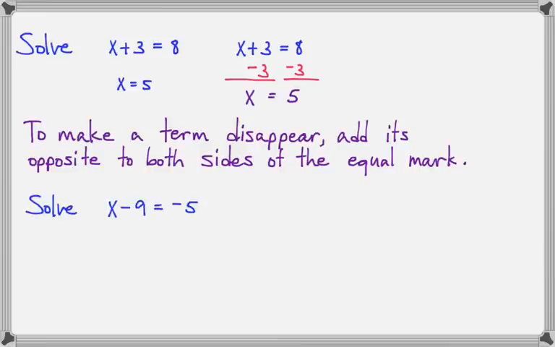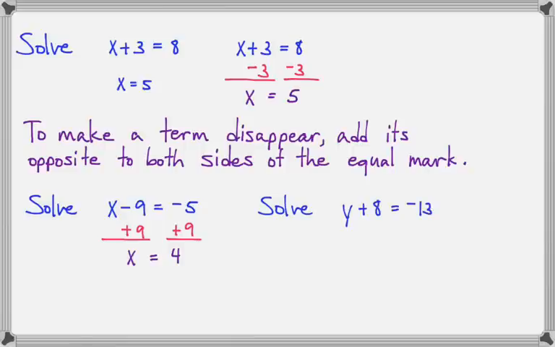Here is x minus 9 equals negative 5. Okay, the minus 9 is what I want to make disappear. So the opposite of minus 9 is plus 9. Let's put plus 9 on both sides. Now, add this up. x minus 9 plus 9 leaves you with x. And negative 5 plus 9 leaves you with 4. So x equals 4.